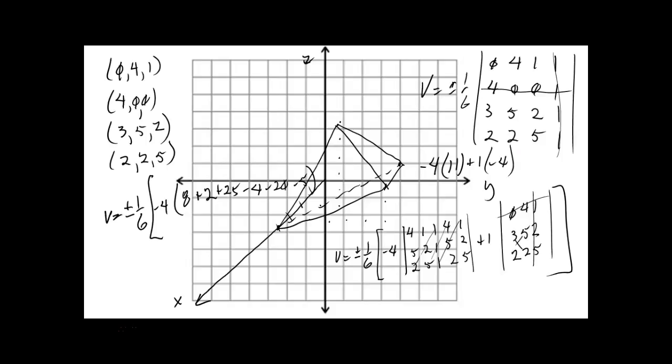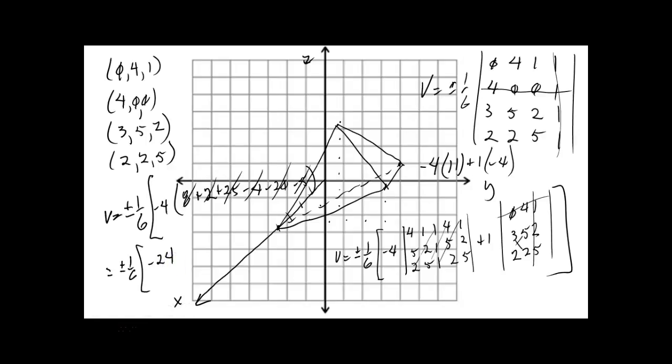Okay. So let's see what we've got. The volume is ±1/6 times. Now let's add what's in here first. Here we have 25 minus 20 is 5, minus 5 is 0. I like that. And here's 8 plus 2 is 10, minus 4 is 6, minus 4 times 6 is minus 24. Okay?